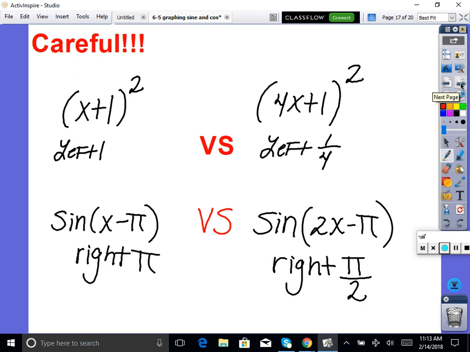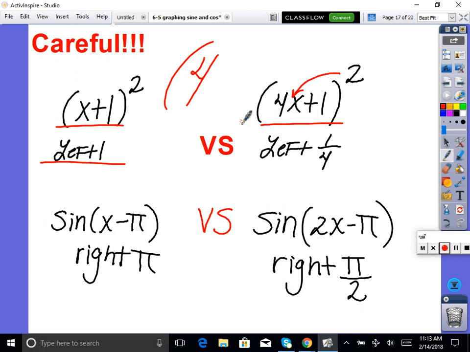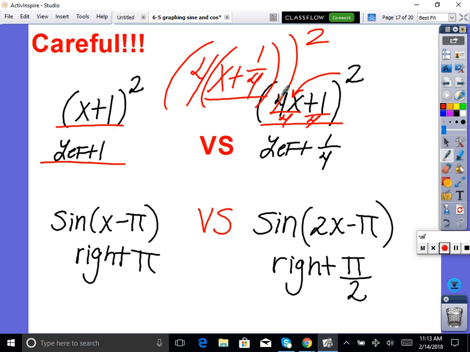Careful. These are my last 2 examples here. Why do we have to be careful? Because look at this. If I said to you, what's the shift of this quadratic, and you said left 1, you'd be correct. If I said to you, what's the shift here, and you said left 1, you'd be wrong. Here's why. You have a 4. You can't determine the shift unless it's just x. So you'd factor out a 4. Do not pull out a 4 from inside the parentheses; you'd pull it out of the term. So then left in your parentheses is x plus 1/4. That's all squared. So now you'd say left a 4, correct?